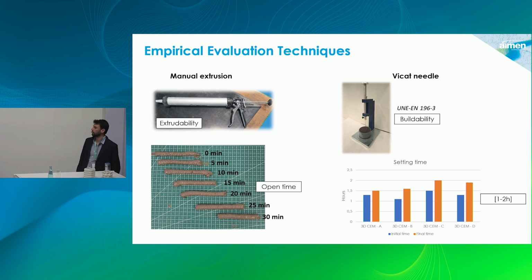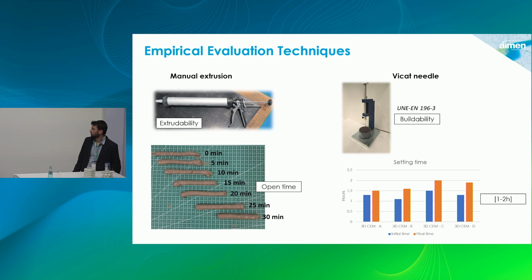Manual extrusion. For this, you only need a mortar or silicone gun. And the idea of this is to evaluate the extrudability. If you can get a formulation that can get extruded through the gun, it's highly probable that the same formulation can get extruded through the printer nozzle. And also, you can assess the open time. If you can get a formulation that can be extruded over time with no clogging, you can assess this open time. In the case of the 3D cement, you need at least 30 minutes of open time.